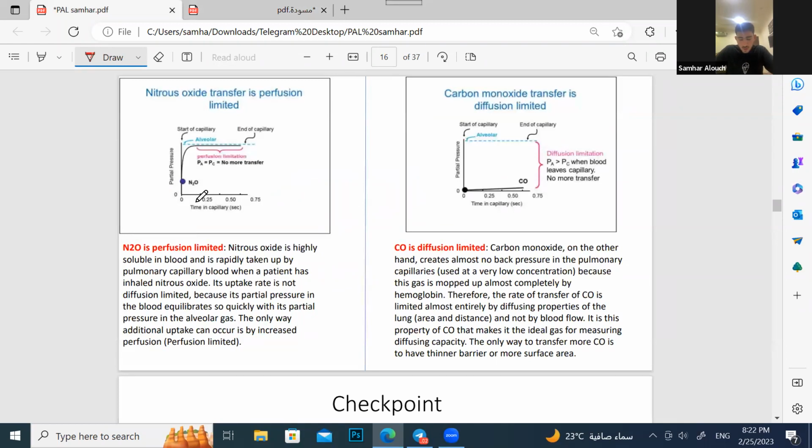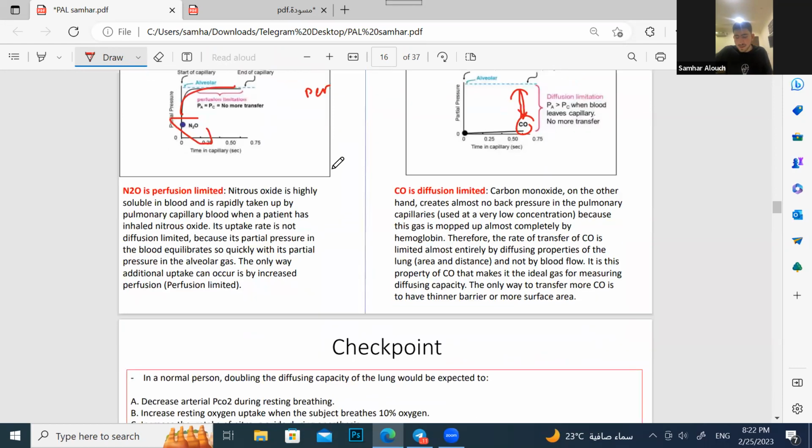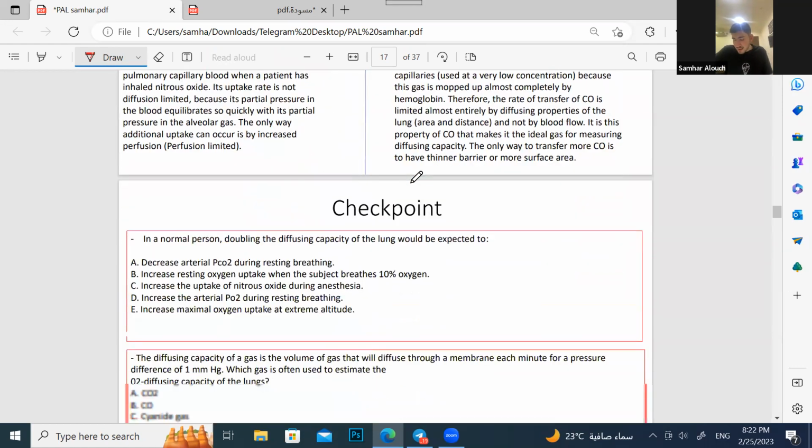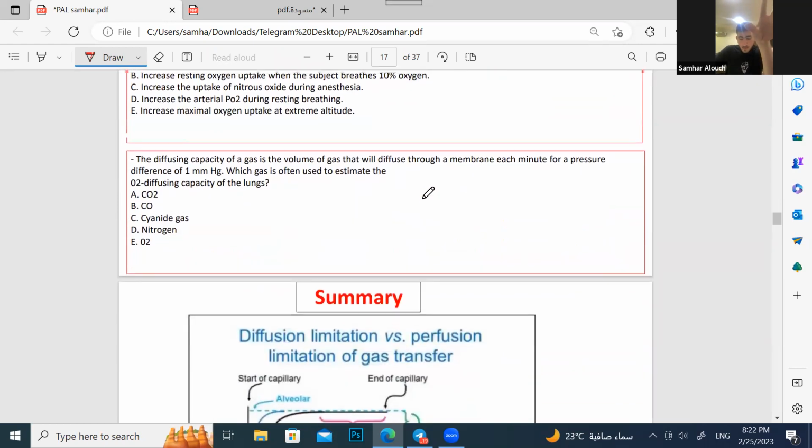And here are the actual graphs. Look at N2O. Once it enters, it reached the max, so it is perfusion limited. No matter how much we increase the blood, we will not do anything. Look at CO. It reached the end and it's still too low. Look how much difference there is. Then it is diffusion limited, not perfusion limited. If we increase the level of blood, look, it may actually increase. So now, this is the checkpoint.